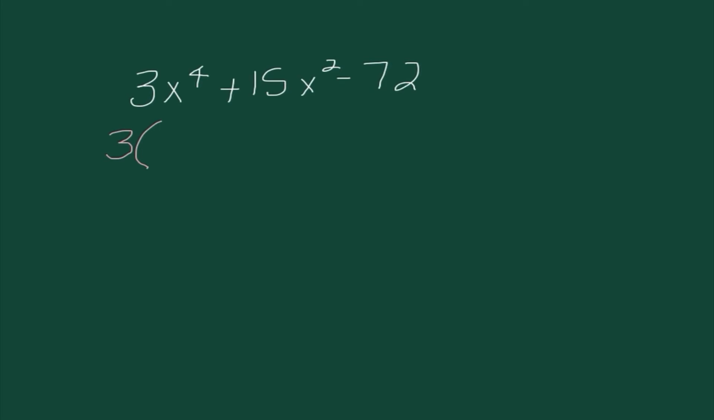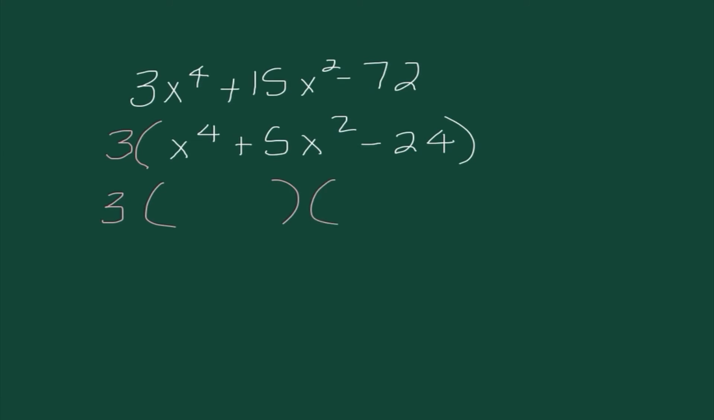And when I take the 3 out, I am left with x to the 4th plus 5x squared minus 24. So now I need to go through and think what factors of negative 24 are going to add up to be 5. So I'm going to use opposite of FOIL, and I know I'm going to have x squared and x squared.